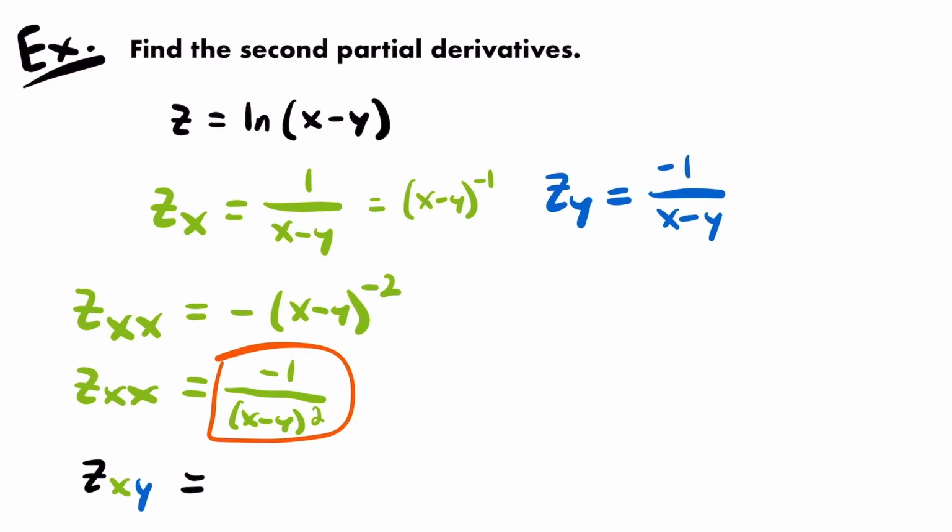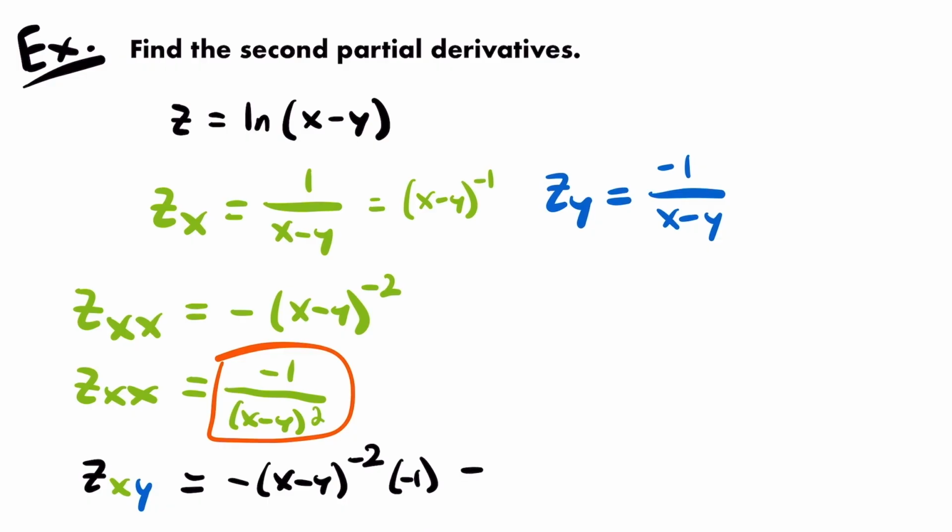X would just be a constant, so its derivative is 0, but then -y, the derivative of that would be -1, so you're multiplying by -1. Okay, so you multiply the -1 down, you get negative (x - y) to the power of -2, because you subtract 1 from the exponent, and then we're multiplying by the derivative of the inside function, which is -1.